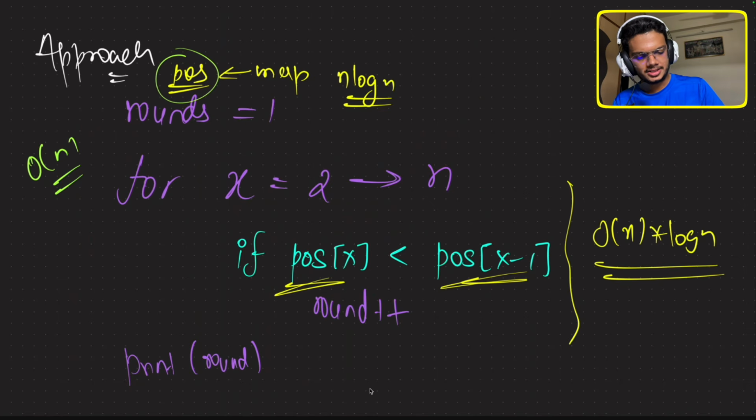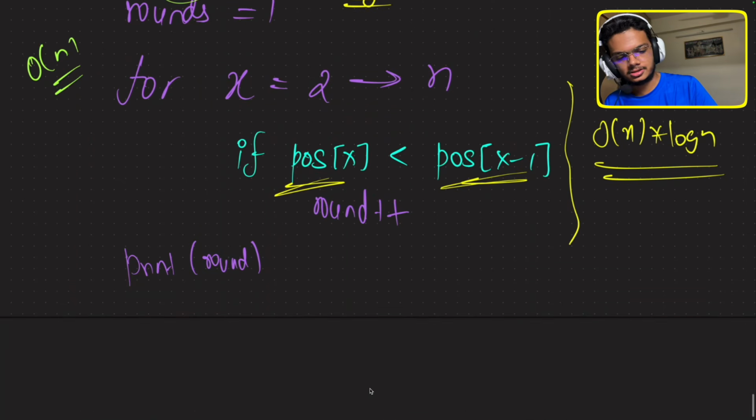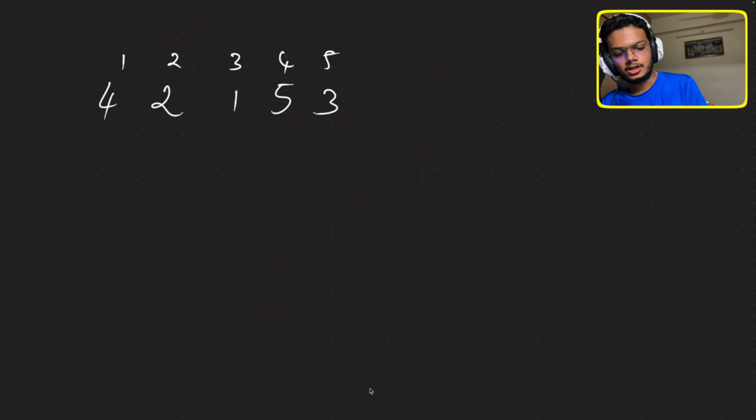And that's the approach, guys. So if you want a dry run, I can do a dry run. Let's do this dry run very quickly on the example that was given to us. Let's say this was 4, 2, 1, 5, 3. So indexes were 1, 2, 3, 4, and 5. Okay, so we'll assume that we have a map which stores the positions of all the guys. Now we have initialized the rounds to 1.